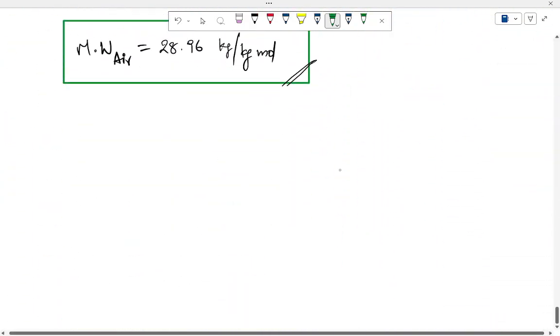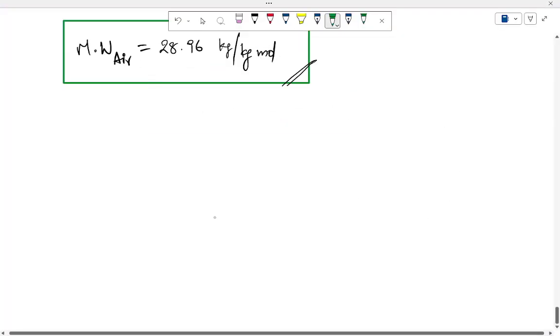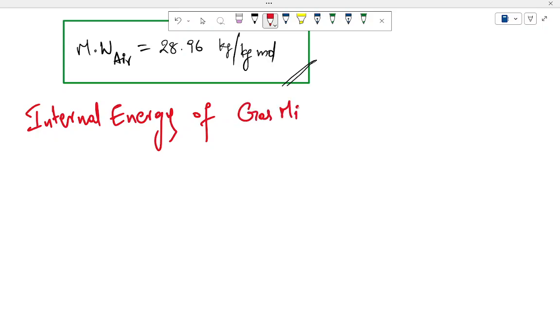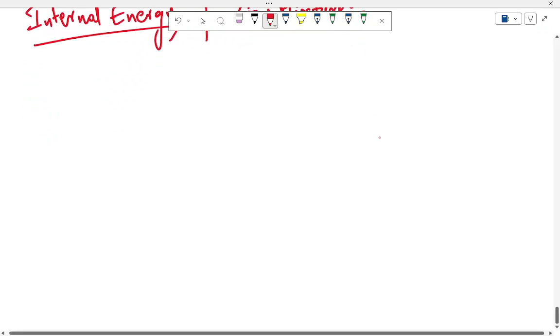In continuation to that, today we will be looking at the concept of, let me write it here, internal energy of gas mixture. So this concept we are going to see today, the internal energy of the gas mixture. That's the concept that we are going to see now.